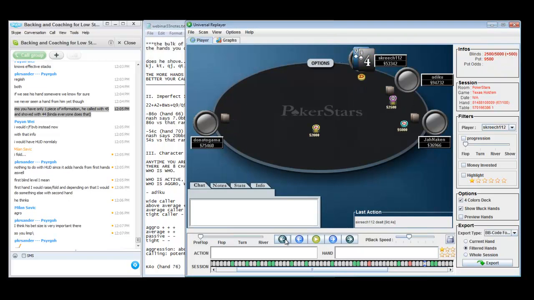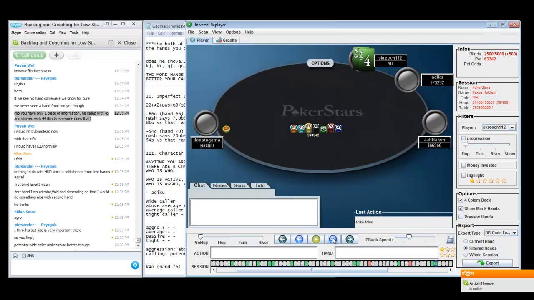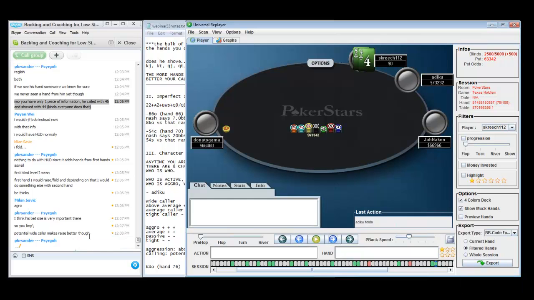So we can see what Hero did. We'll revisit these. I would limp here too, by the way. So he folds. He shoves. A potential wide caller makes raise better. True, maybe he flats the raise.